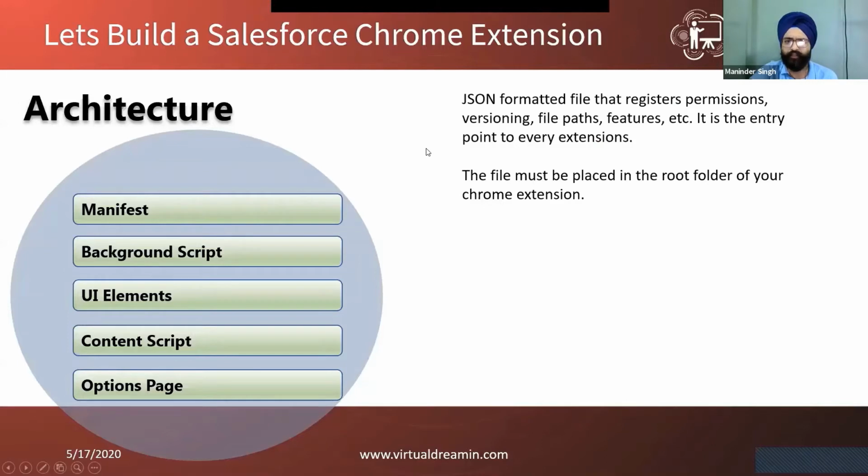So there is a manifest file which registers all the permissions which you want your extension to have, the file paths to your images, to your directories, and the features which you want to configure. So there are a lot of things in this file. It is a JSON formatted file, and all the features you can go through in the documentation. We'll go through this in the demo as well.